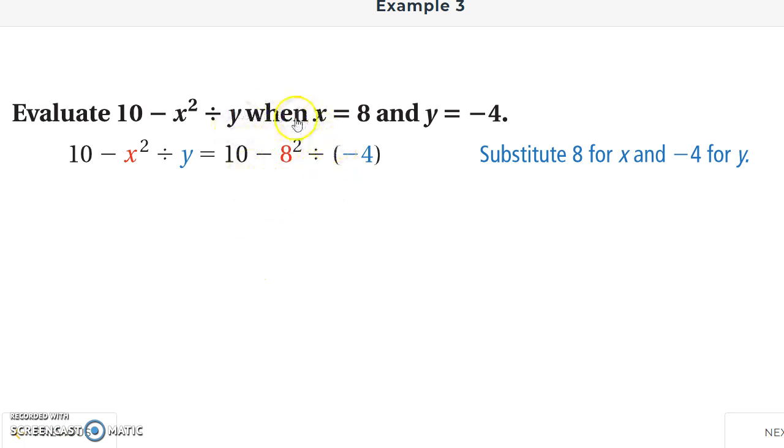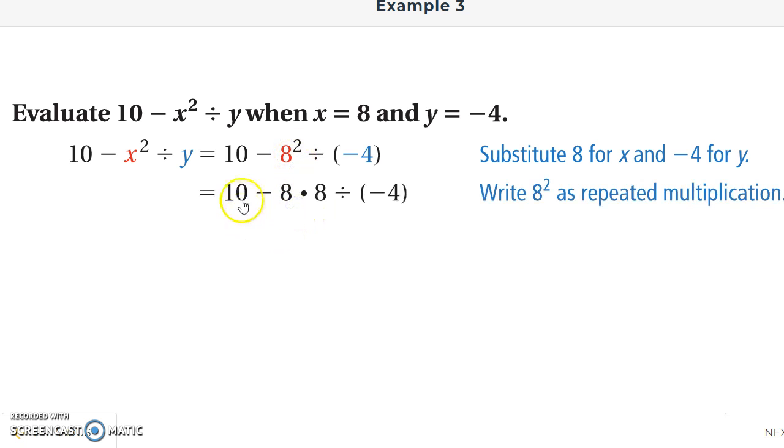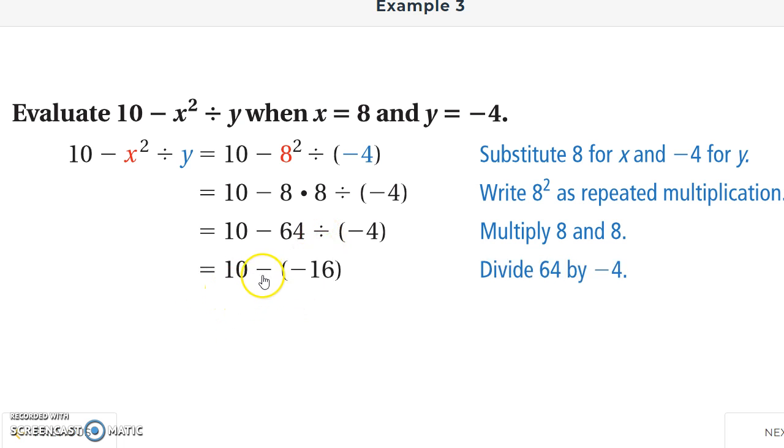When we do order of operations, we do exponents first. So here we go. 10 minus our 8 times 8 divided by a negative 4. 8 times 8 is 64. So we solve for the exponent first. Do I do my subtraction next or division? Good job. We do our division next. So we go 10 minus and then 64 divided by a negative 4. I have two different signs, a positive 64 and a negative 4. So I end up with a negative 16.